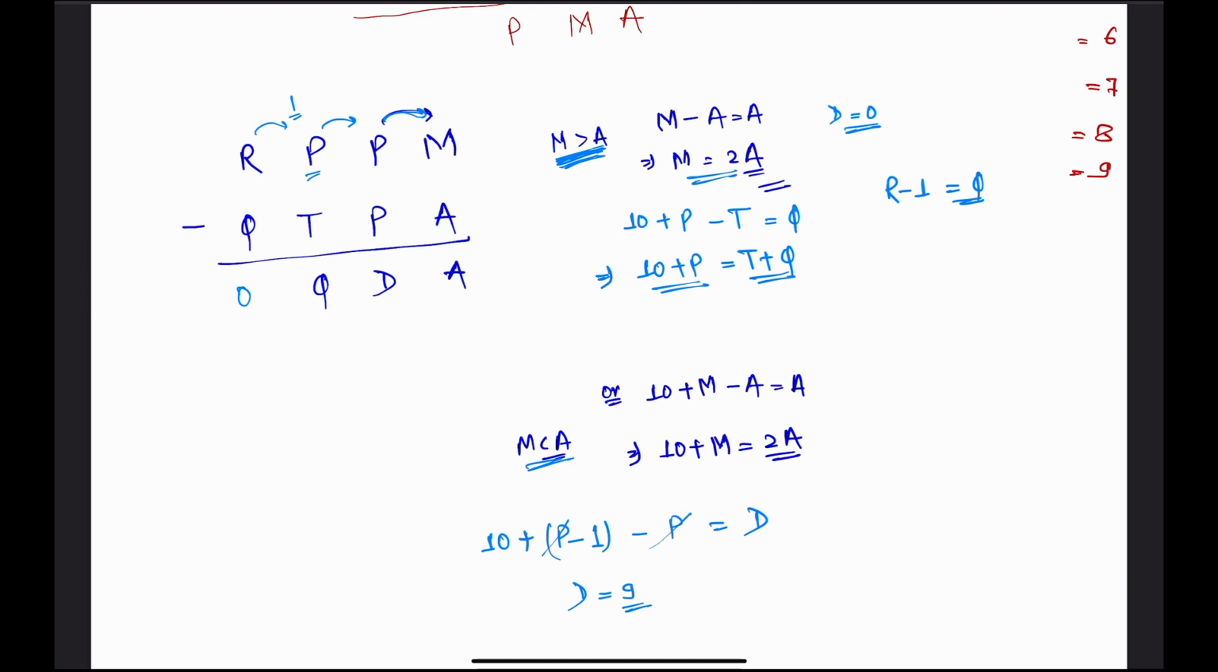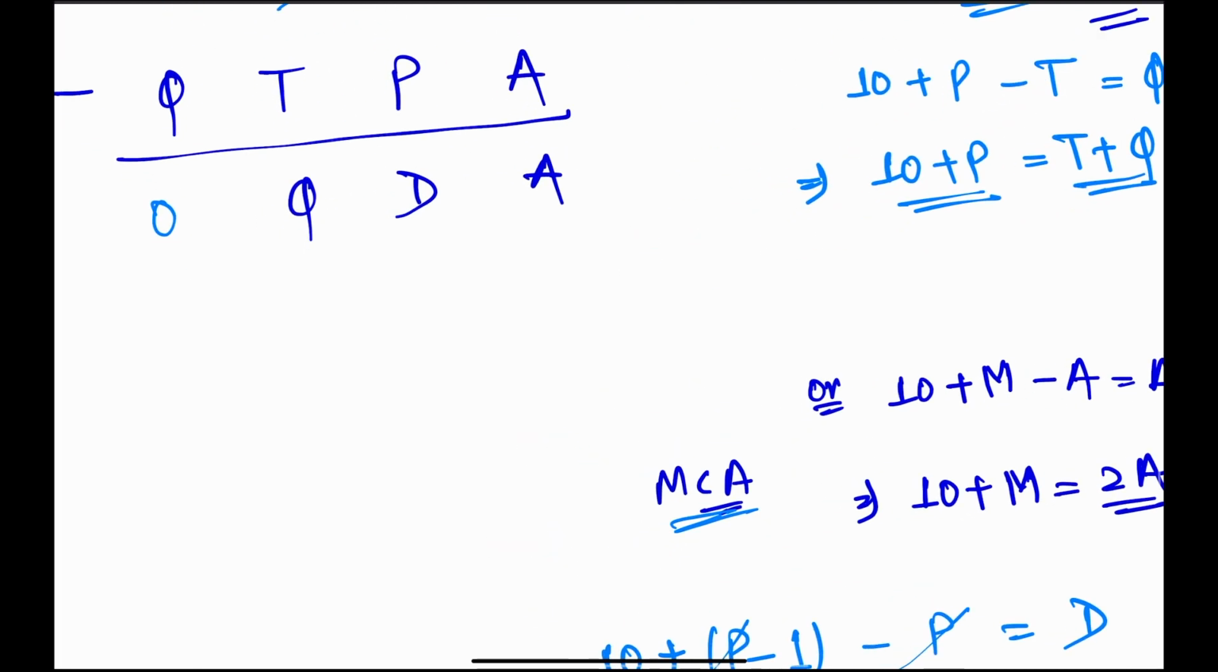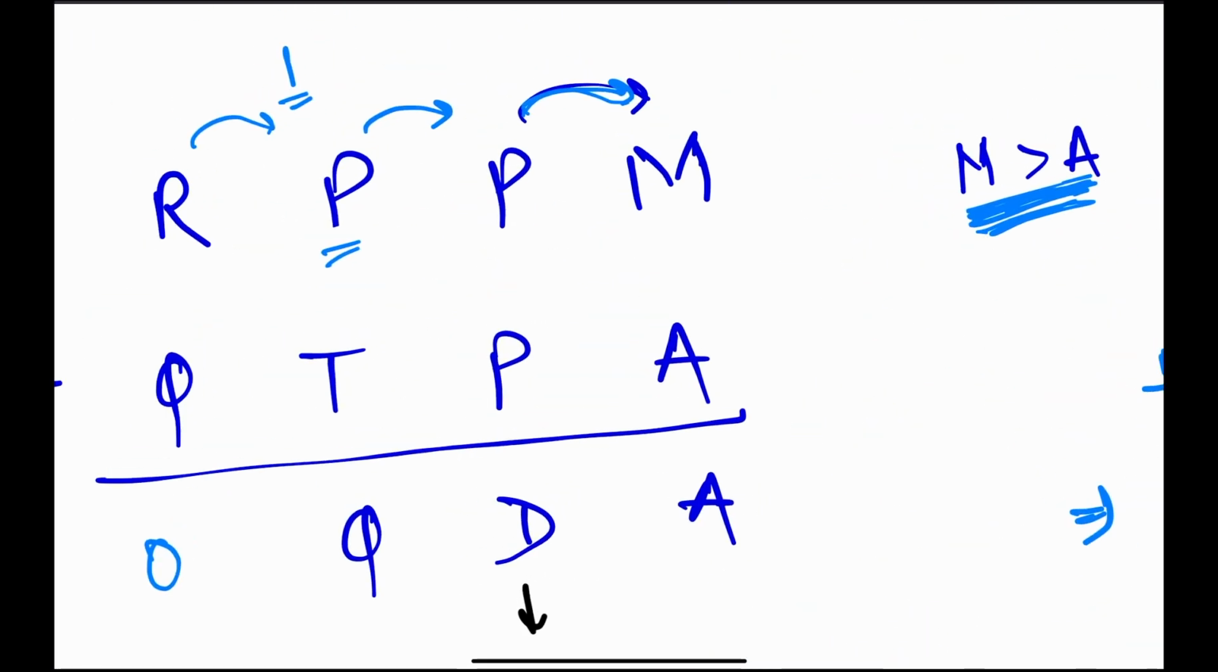D will either be 9 or 0. This is the only possibility of d. So my d can be either 0 or 9; there can be only two possibilities. Okay, let's move on. As of now, we know that this p has given 1 as carry.